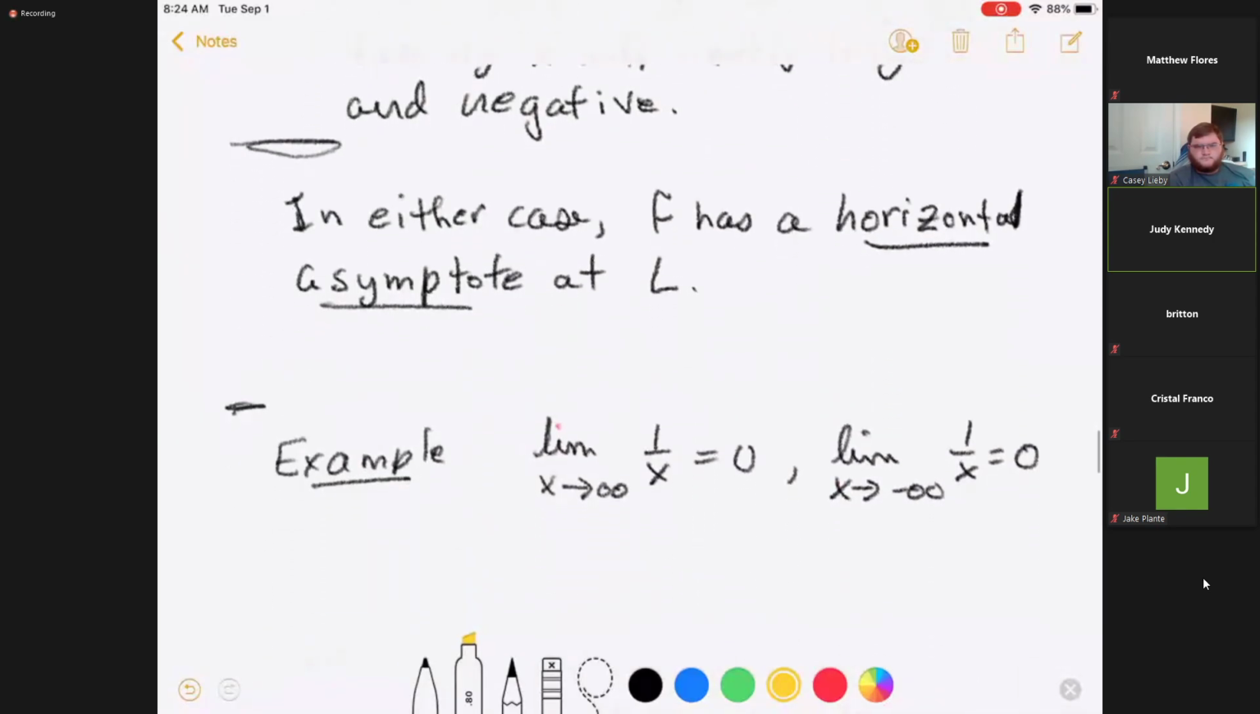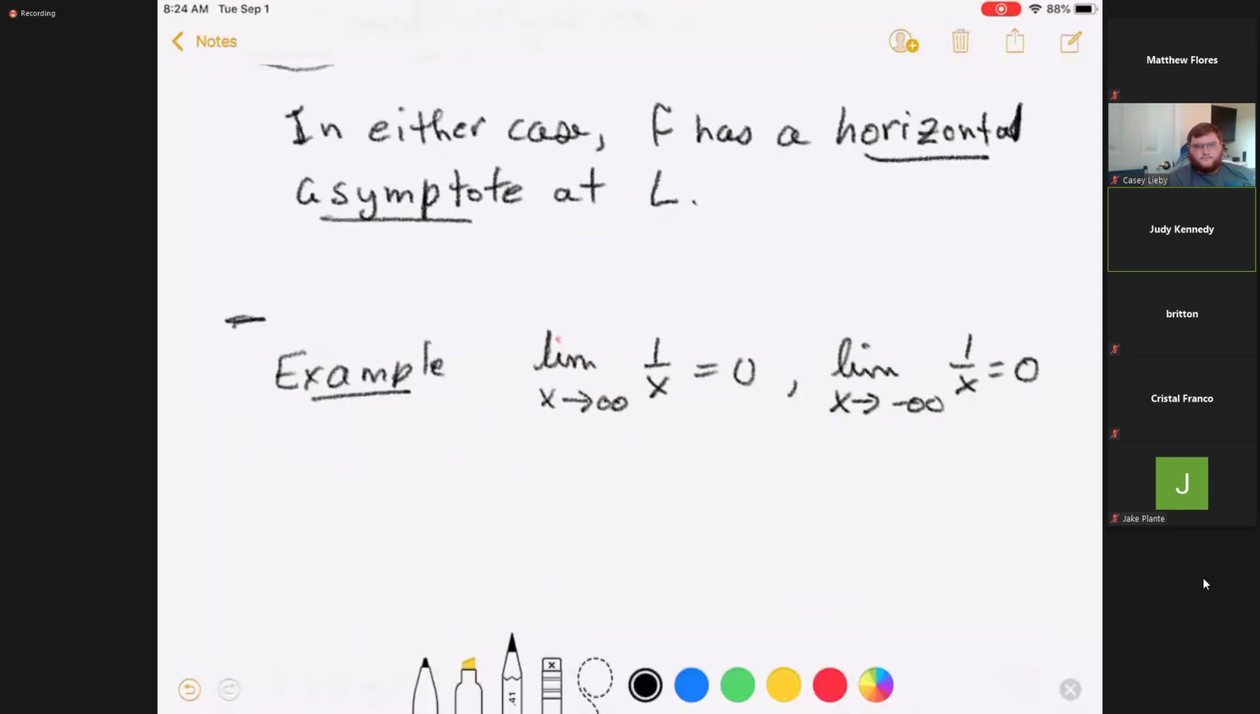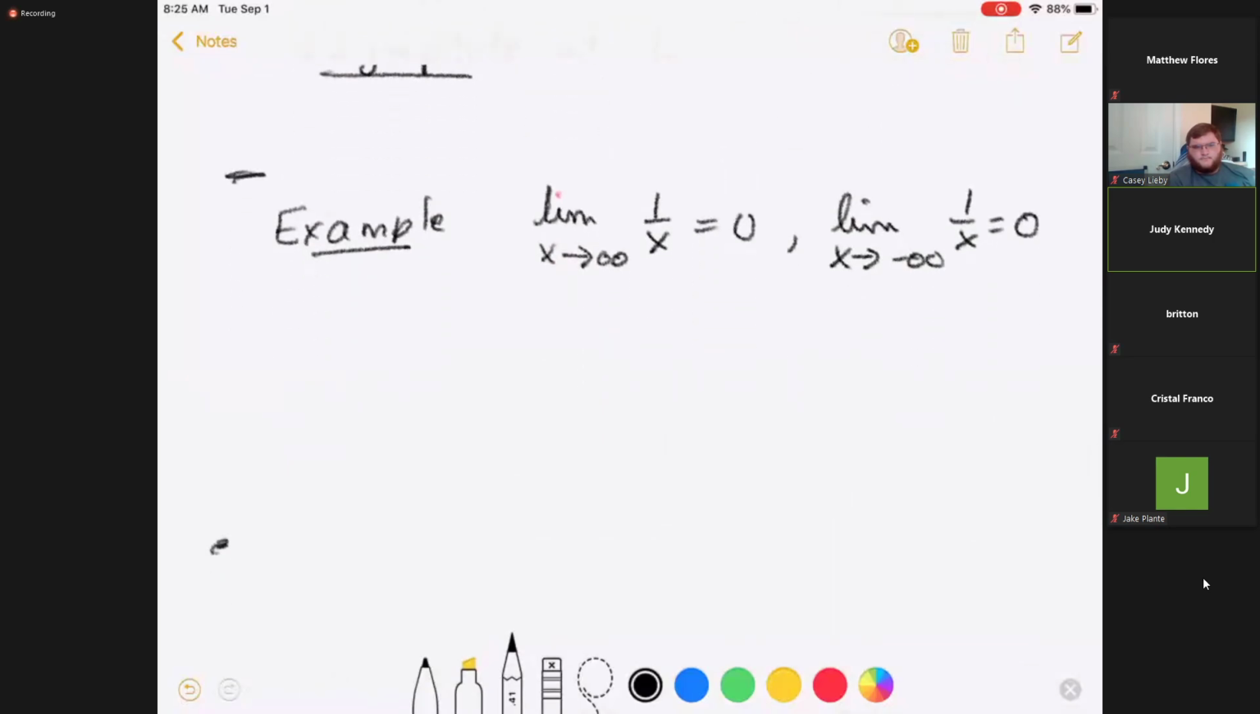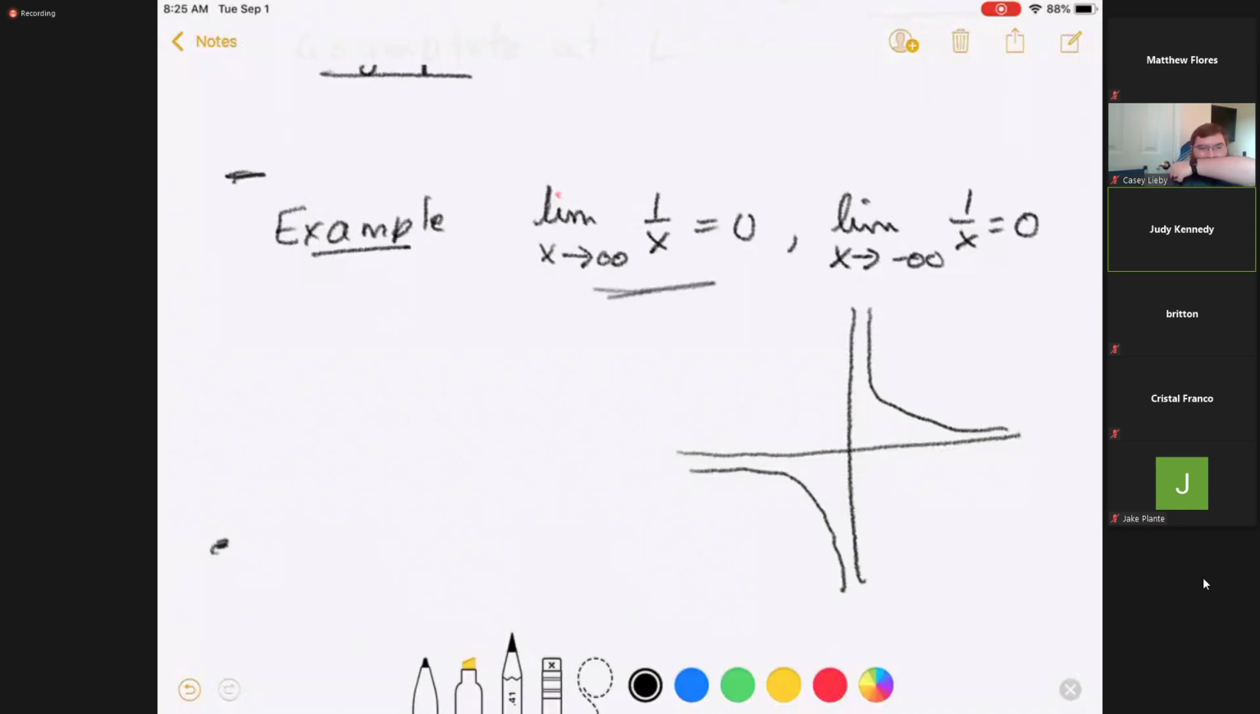Okay, this is back to that example we were looking at, 1 over x. I already graphed it, so let's do it again. The graph looks like this. It has a vertical asymptote at x equal to 0, but it's also got a horizontal asymptote y equal to 0, in fact in both directions. Why is this true?